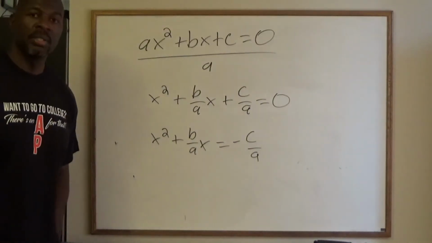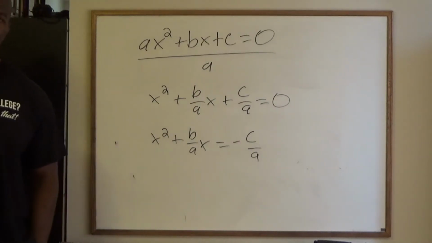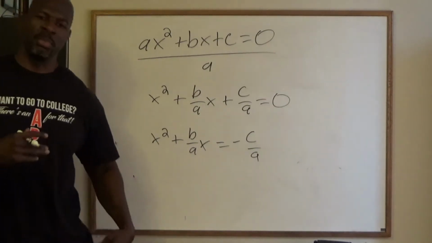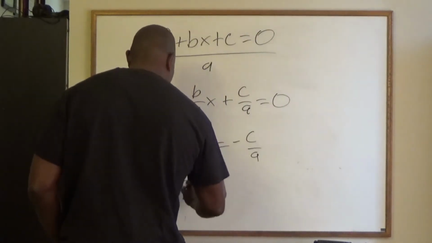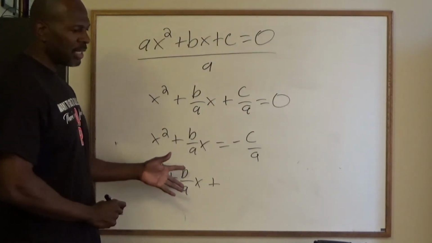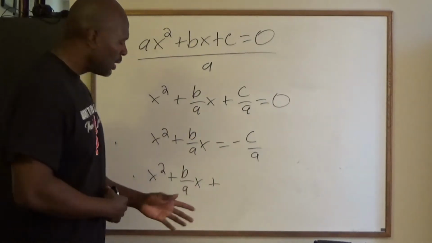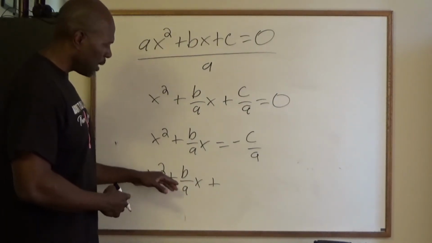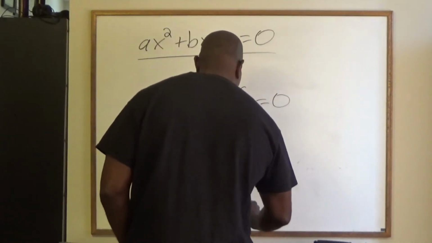Next, I'll find the number that completes the square. It's half the coefficient of x. The coefficient of x is b over a. Half of b over a is b over 2a. And b over 2a squared is b squared over 4a squared. So the number that completes the square for this case, and again, I'm taking half of b over a. If you want to take half of a fraction, double its denominator. Half of 1/5 is 1/10. Half of 1 over 8 is 1 over 16. So half of b over a is b over 2a, and b over 2a squared is b squared over 4a squared.